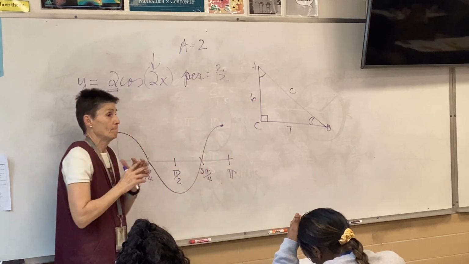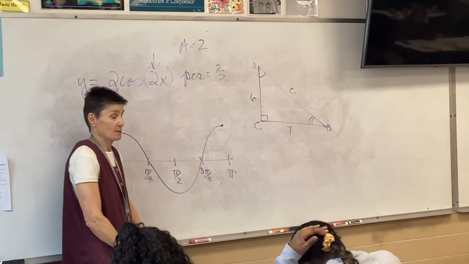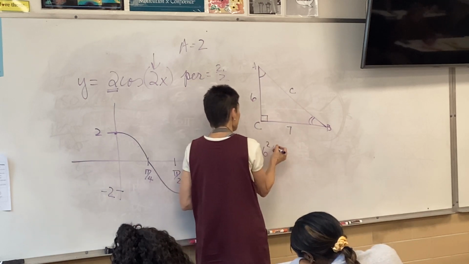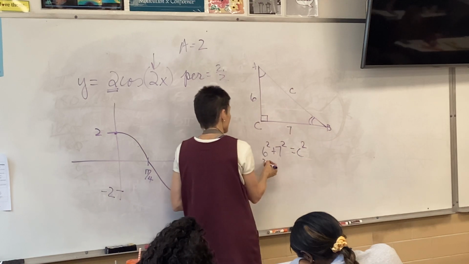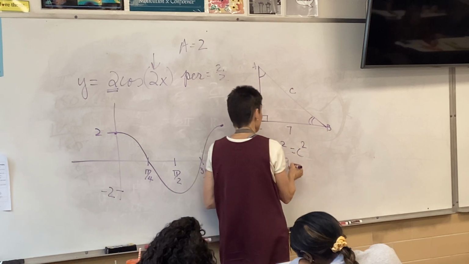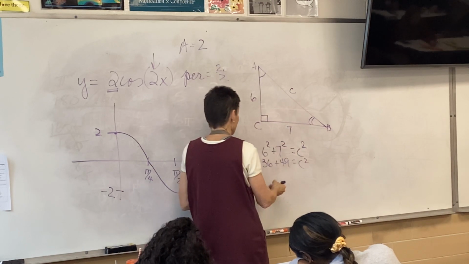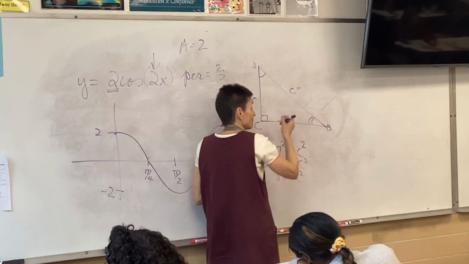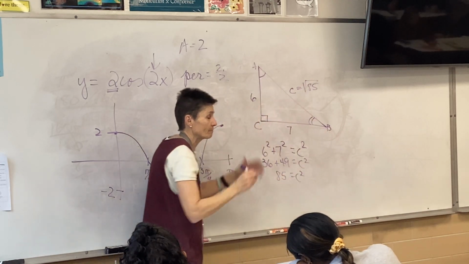Give me an idea. Pythagorean theorem? Absolutely, we've been doing it all day. Pythagorean theorem, 6 squared plus 7 squared is c squared. So 36 and 49. You've got a calculator, so if you need it, go ahead and use it. I think that's 85. So what's c? Root 85. Done.